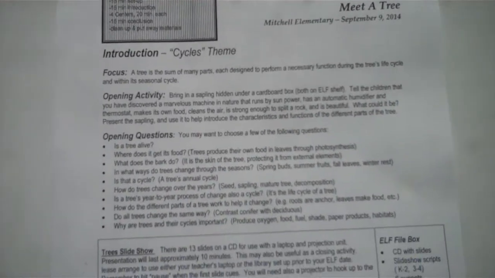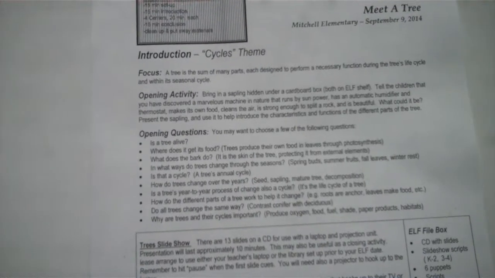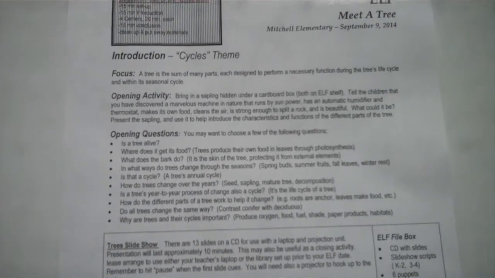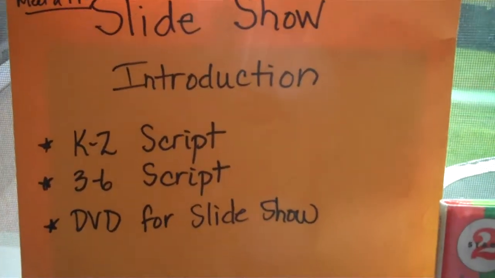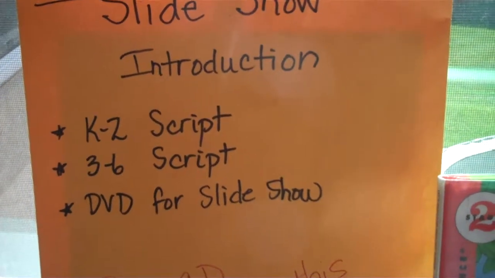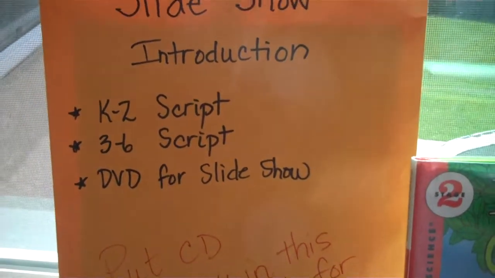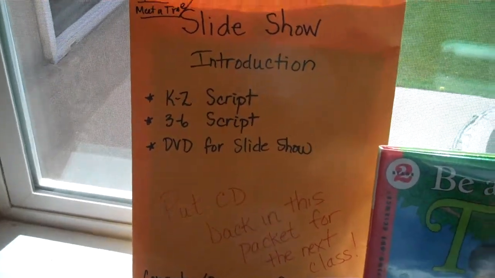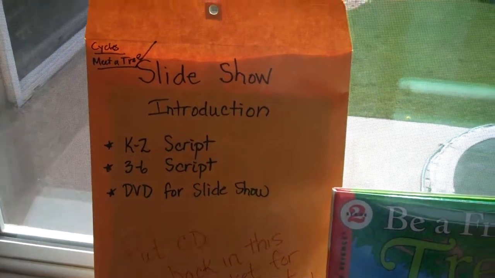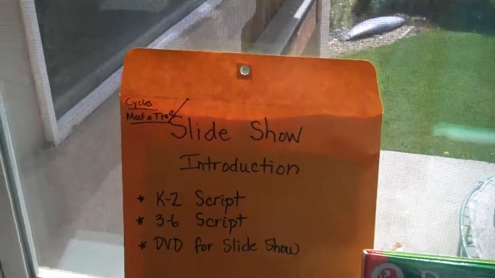Let the children answer for a moment, and then have your volunteer come in with the tree and use it to help introduce the characteristics and functions of different parts of the tree. There are opening questions to go through after that if you'd like, and we also have a slideshow. It will be found in this envelope. There's a script for K through 2 and a script for 3 and 4. Make sure that you talk to the teacher beforehand to get the password for the computer if you need it, or how to use the smart board.